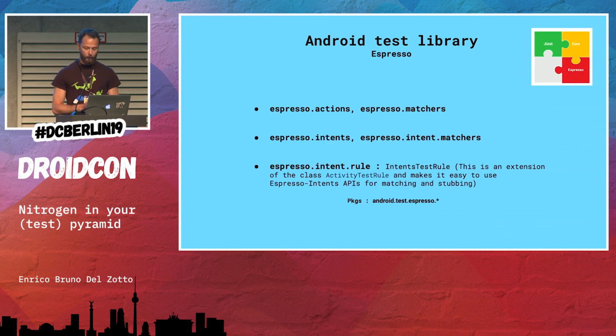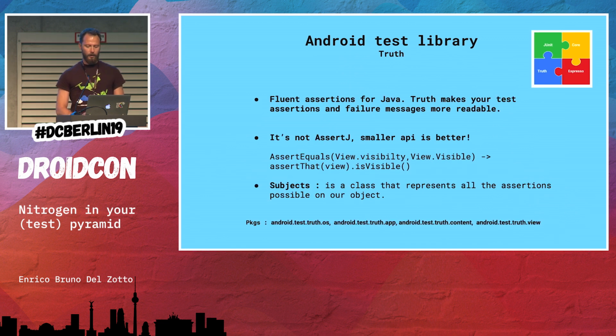And for the third part of the library, we can find Espresso. So you can use the normal Espresso framework with the actions, matchers, etc. And they also introduced another assertion framework, which is Truth, and it has a smaller API than the normal AssertJ. In fact, you can see that in normal AssertJ, you are asserting equals that the view is visible, and the second row is written with Truth and is more readable and more compact.